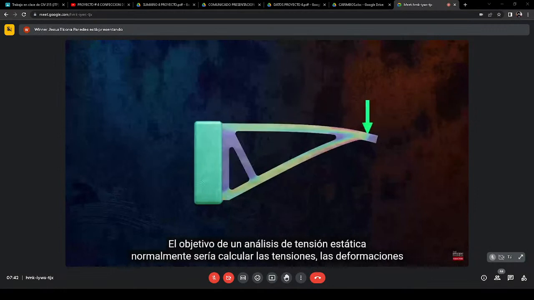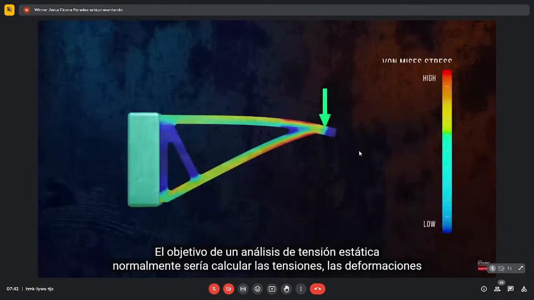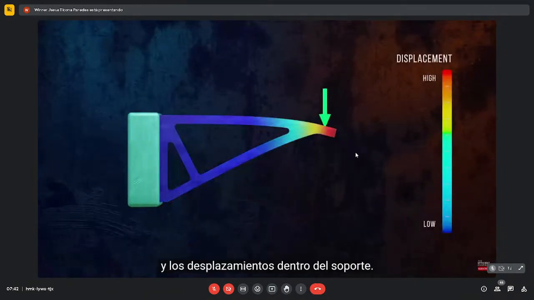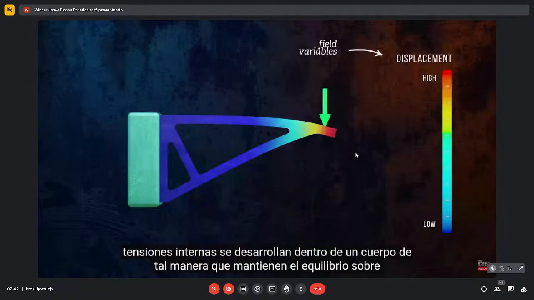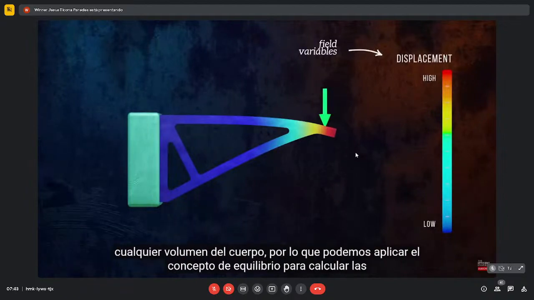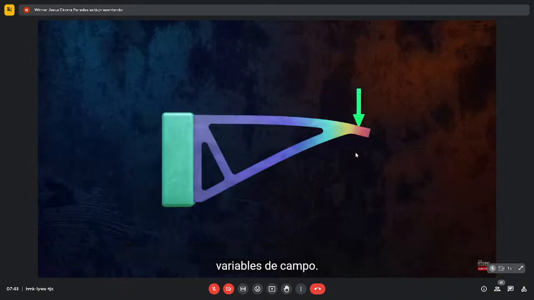Imagine we want to analyze the brackets supporting this air conditioning unit. The goal of a static stress analysis would typically be to calculate the stresses, strains, and displacements within the bracket. These unknowns are called field variables. Internal stresses develop within a body in such a way as to maintain equilibrium over any volume of the body, so we can apply the concept of equilibrium to calculate the field variables.